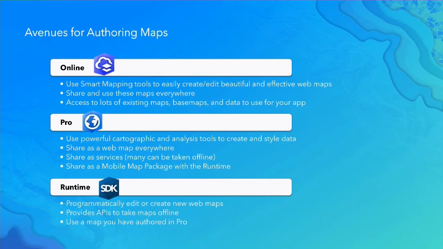We also have Pro, and Pro is a much more powerful cartographic application. It also has lots of different analysis tools for you. Once you design your maps in Pro, you can then share them as web maps, you can share them as services, or you can package up mobile map packages and use those offline in runtime. And finally, if you want, you can just build everything up in code in runtime. So that's the third option. You could also take an existing map from Online or Pro and then modify it in runtime.